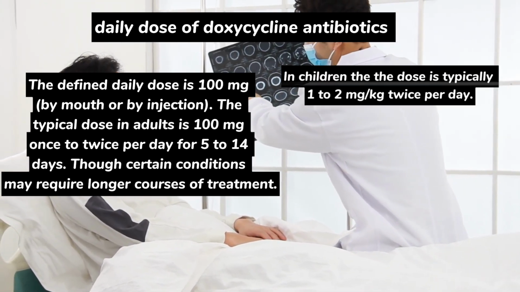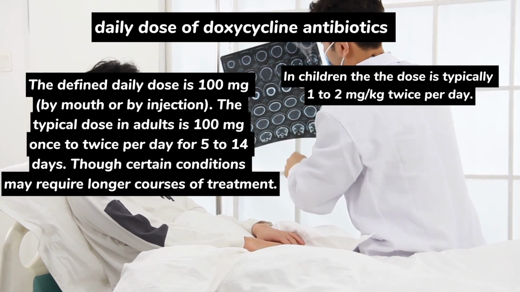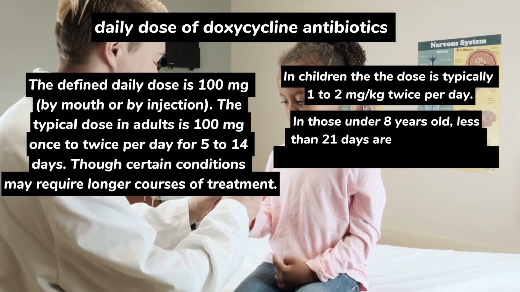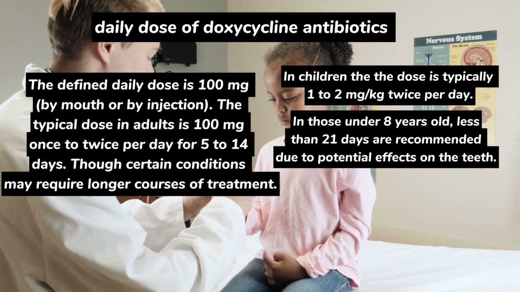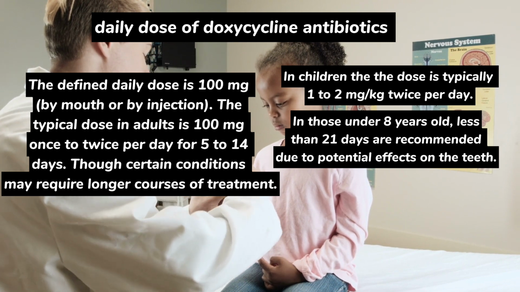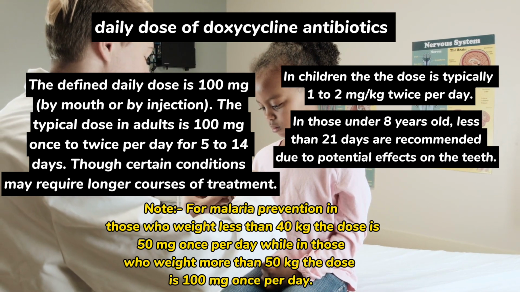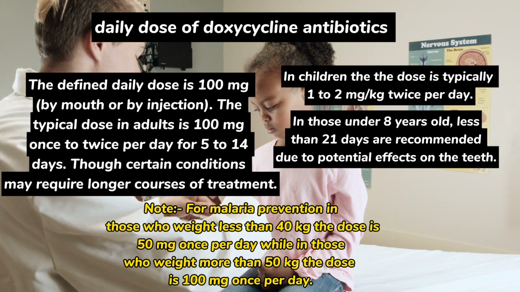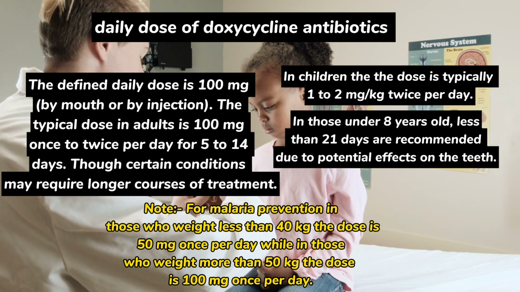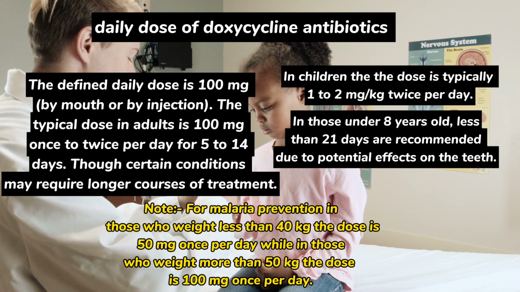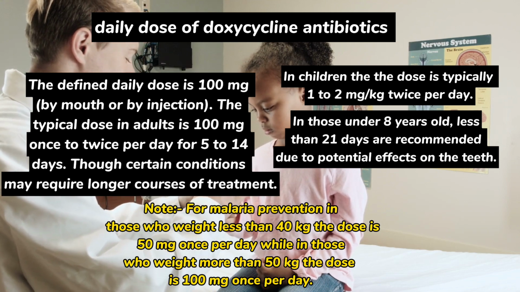In children, the dose is typically 1 to 2 mg per kilogram twice per day. In those under 8 years old, less than 21 days of treatment is recommended, due to potential effects on the teeth. Note: for malaria prevention in those who weigh less than 40 kilograms, the dose is 50 mg once per day, while in those who weigh more than 50 kilograms, the dose is 100 mg once per day.